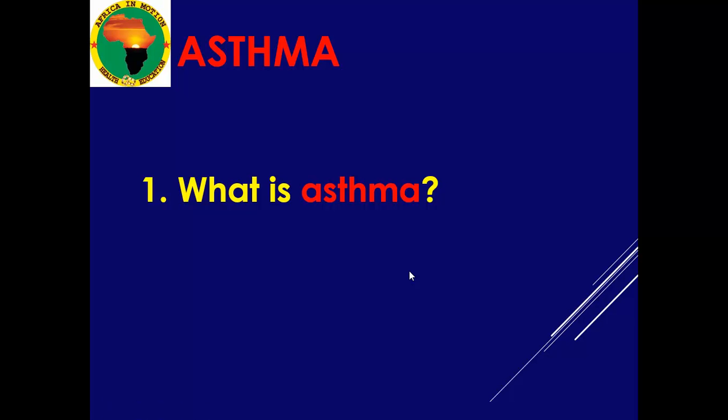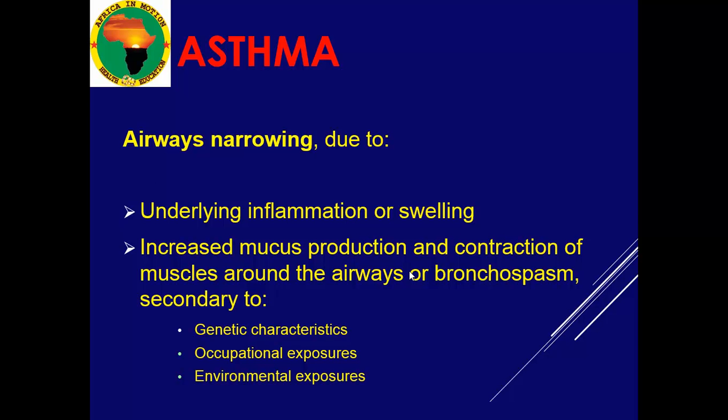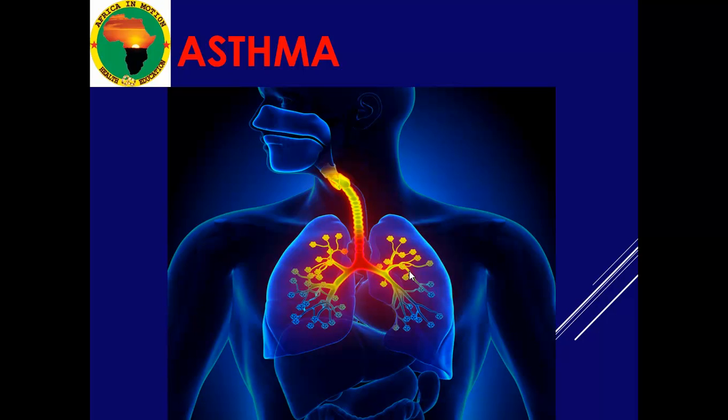What is asthma? Asthma is airways narrowing. It is due to underlying inflammation or swelling. It will have increased mucus production and contractions of the muscles around the airways. That's what we call bronchospasm. It can be secondary to genetic characteristics, occupational exposures, or environmental factors.